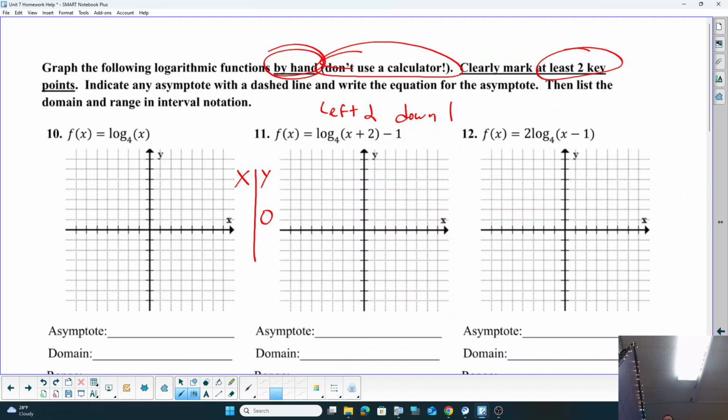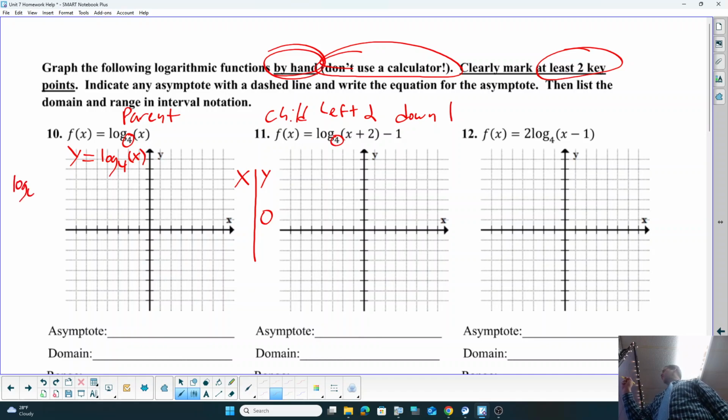So I'm going to do the parent function first, and then we'll do the shifting. You're lucky, number 10 is the parent function. This is a parent function, and this is a child of the base 4. So how do we do that? We're going to convert it. Right now, this is saying y equals log base 4 of x, and I want to solve for x, so I'm going to switch that around.